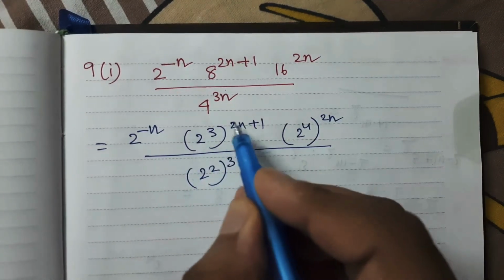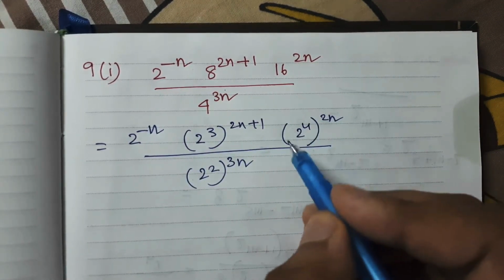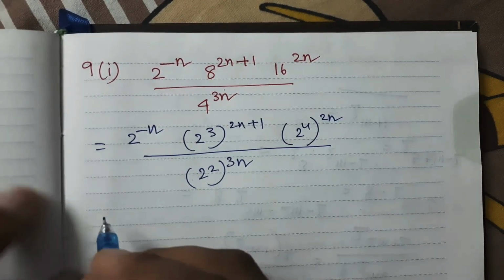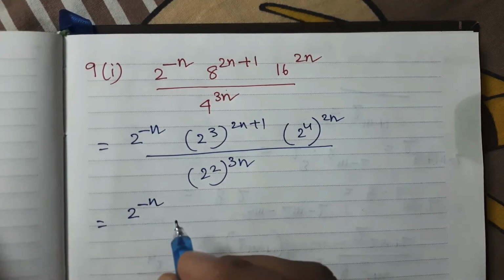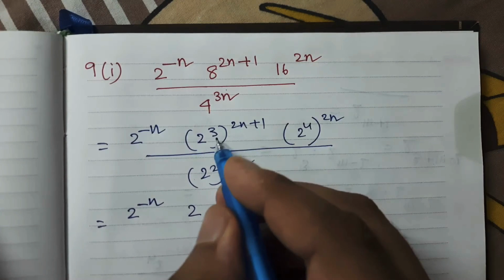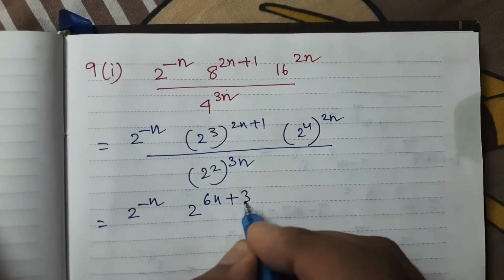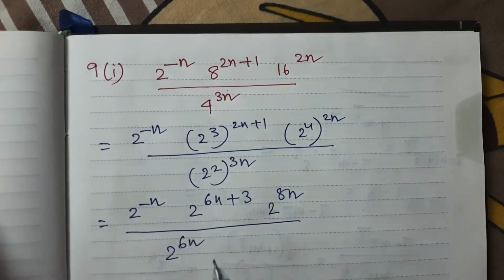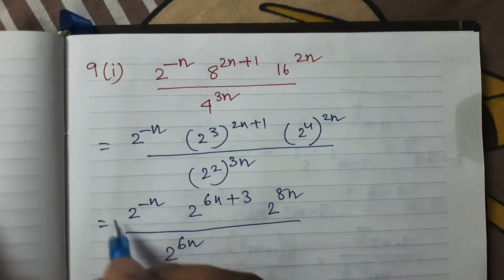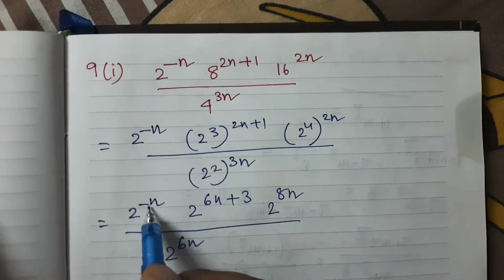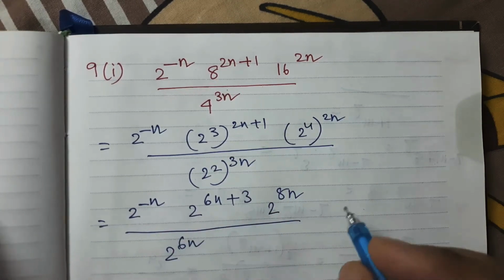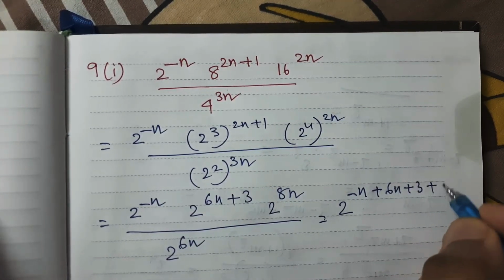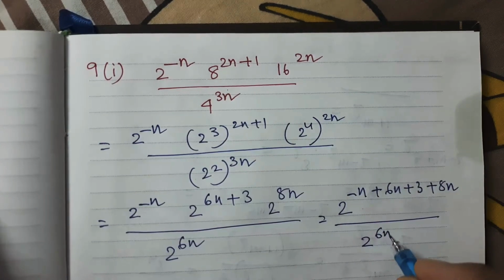Okay, now in this term you can apply formula 2. Here also you can apply formula 2, because power of power, power of power, and here also power of power. So you just multiply the powers. So 2 to the power minus n is already there. 2 to the power 3n, 3 into 2n plus 1. So 6n plus 3 and 2 to the power 8n, and then 2 to the power 6n again. Okay, now in this numerator all the bases are 2. So you can just add the exponents. It is formula number 1. So 2 to the power minus n plus 6n plus 3 plus 8n divided by 2 to the power 6n.